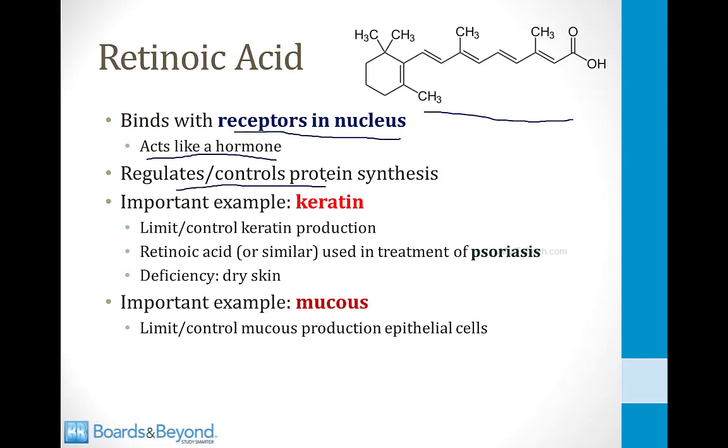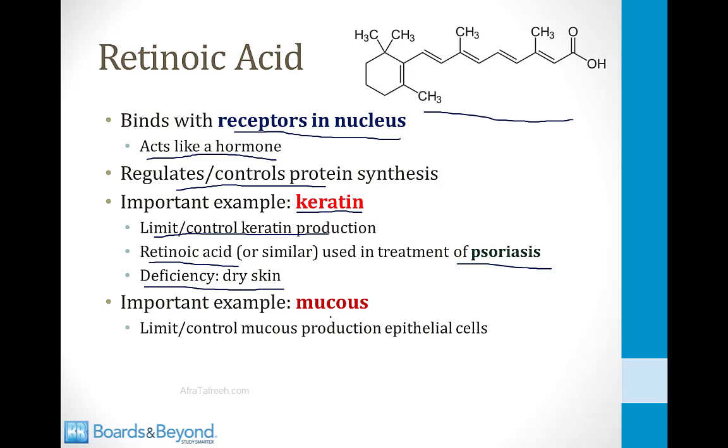And in the literature, you can find many, many examples of the effects of retinoic acid on protein production inside of different cell types. One important example that's worth knowing has to do with keratin. You may know that keratin is a structure necessary for the maintenance of healthy skin, and retinoic acid can limit or control keratin production in skin tissue. If you know this, it will help you remember that retinoic acid or similar structures are often used in the treatment of different skin disorders, including psoriasis and acne, and we'll talk more about that a little bit later. This effect on keratin also explains why patients who are deficient in vitamin A can develop dry skin.